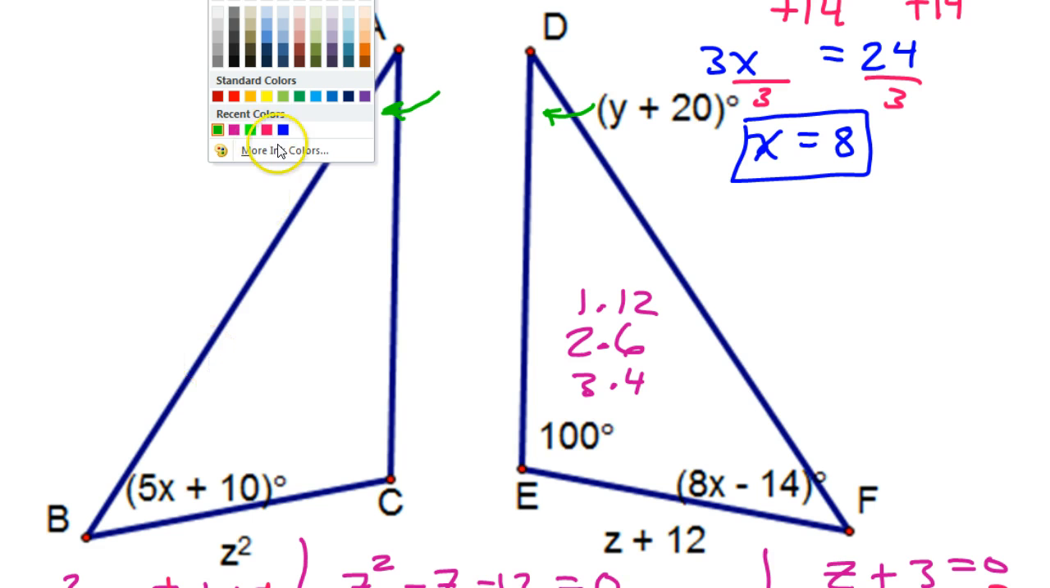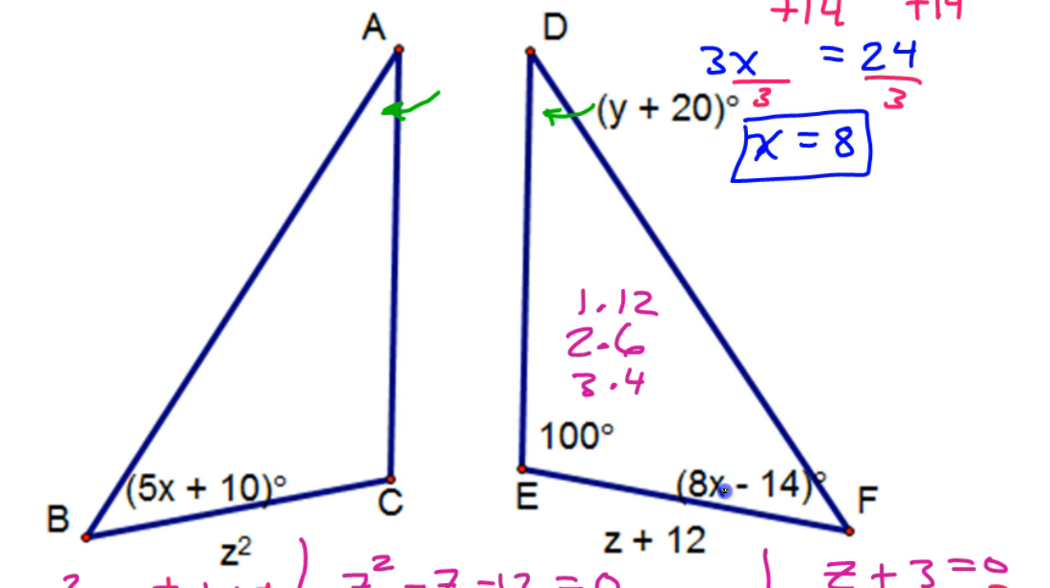then, for example, if I plug that in right here, that makes this 8 times 8 minus 14. Well, 8 times 8 is 64. So that's 64 minus 14. So that is 50. All right, that's 50 degrees. So this angle here at F is 50 degrees.